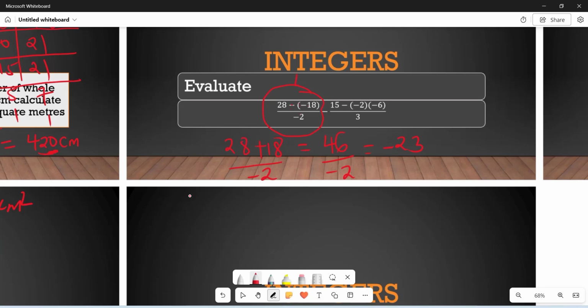So this is the left hand side. If you come to the right hand side, as you can see, there is negative 2 times negative 6. This is the same as 15 minus, negative 2 times negative 6 is positive 12. Therefore this is 3. If you divide by 3, we get 1. Remember, in between these two we have a minus, so minus 23 minus 1 will be the same as minus 24, which is the final answer.